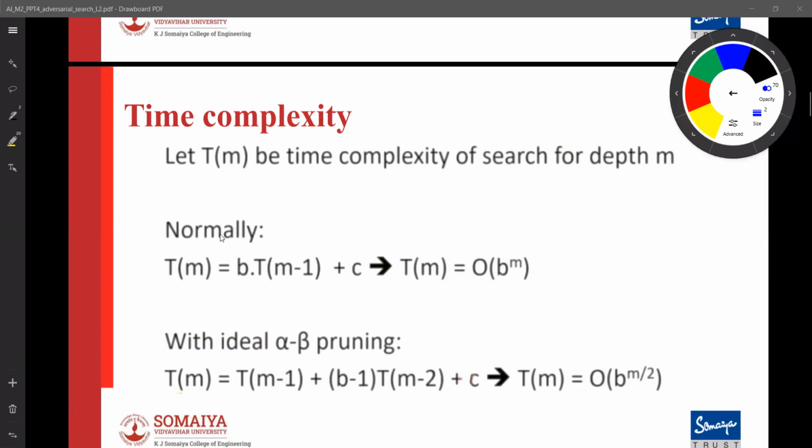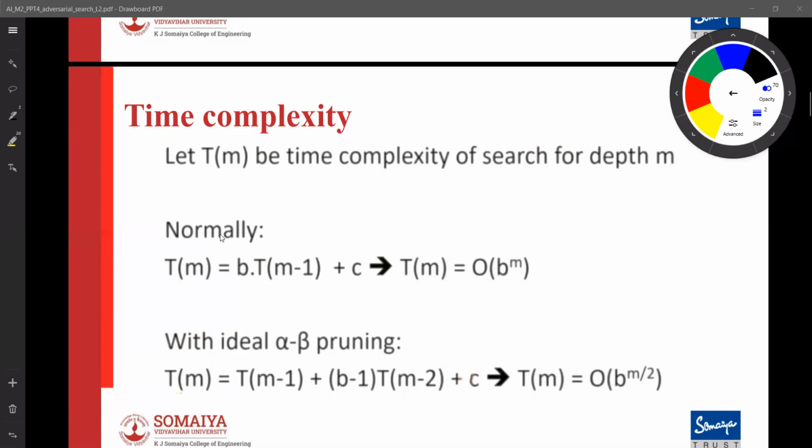Let us say I define T of m to be the time complexity of a search. So it is a root node under which I have a tree of depth m. What would be the recurrence relation of T of m for regular minimax search in terms of T of m minus 1? Basically the relation will look like T of m is equal to b times T of m minus 1 plus some constant.